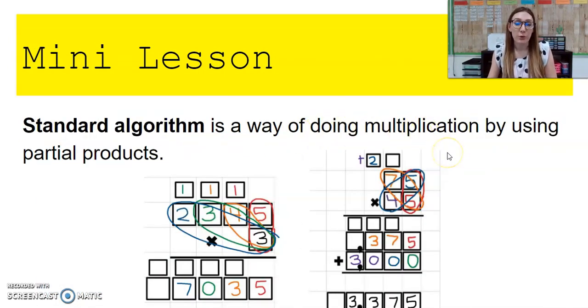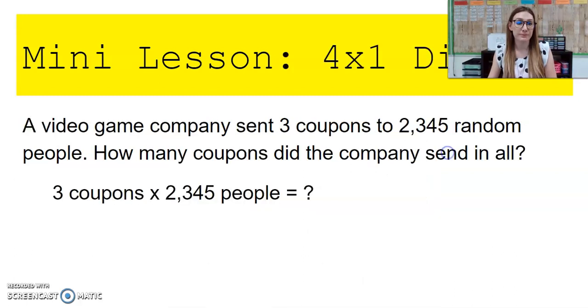So today we're going to learn how to do standard algorithm, which is just a way of doing multiplication by using partial products. So the example we're going to use today is a video game company sent 3 coupons to 2,345 random people. How many coupons did the company send in all? So we know we're looking for a total. So we could add 2,345. We could add that 3 times, but using multiplication tends to be quicker.